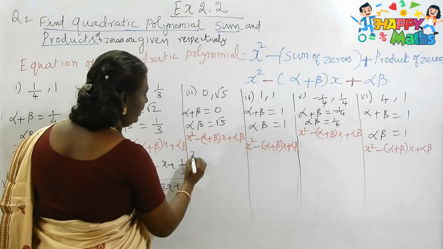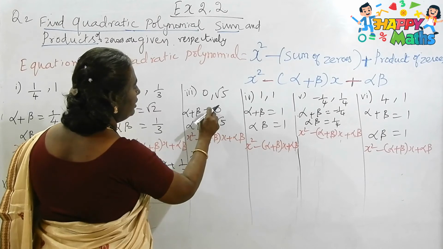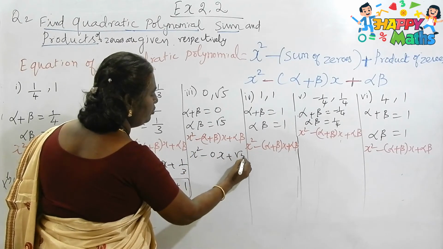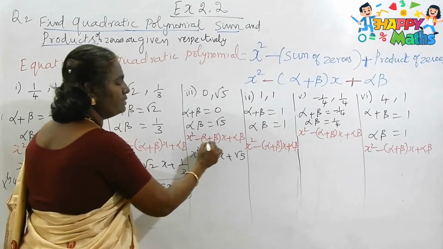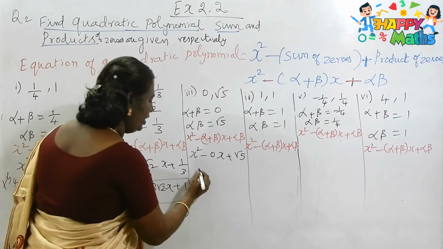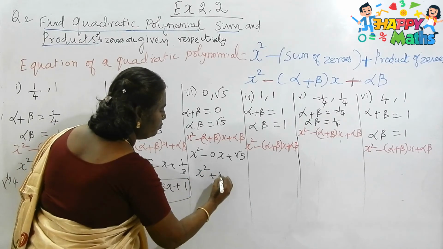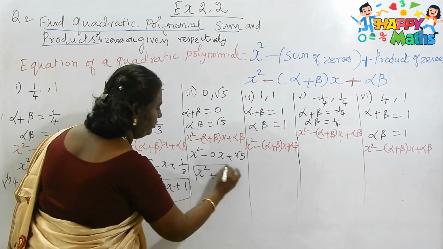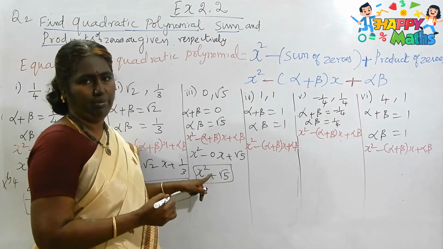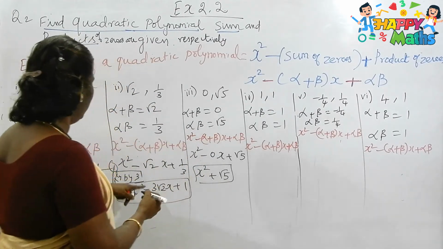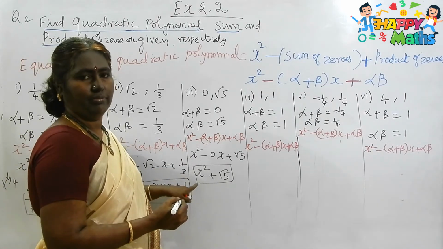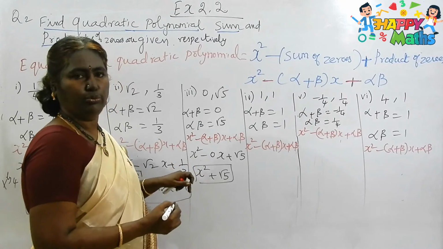Here see what happened? x square, alpha plus beta is what? 0. So 0 into x. What is my alpha beta? Root 5. So 0 into x means the term will vanish. So only x square plus root 5 is my equation. This is only my quadratic. This is a polynomial, but it is a binomial. These are all trinomial. This is binomial only, but it is quadratic. Why? Degree is 2.